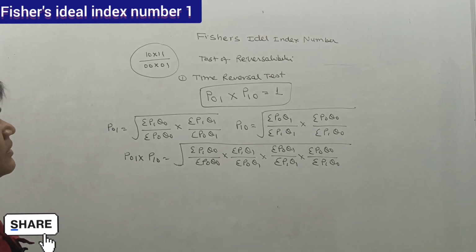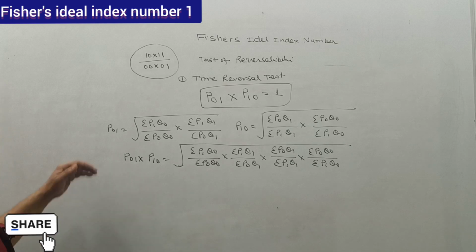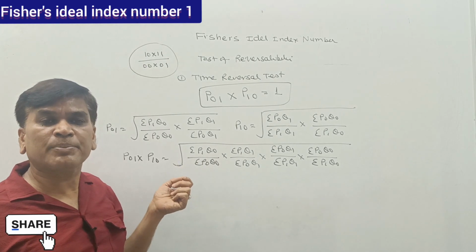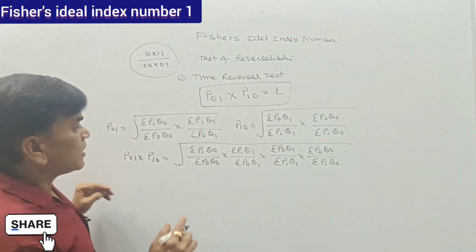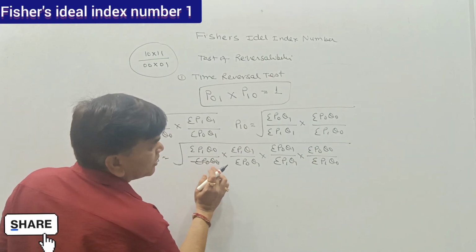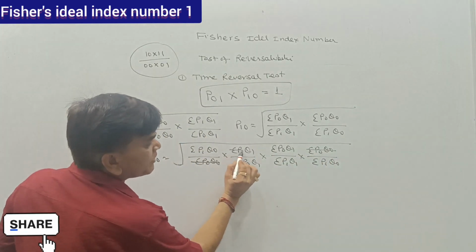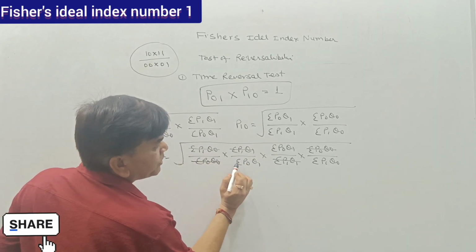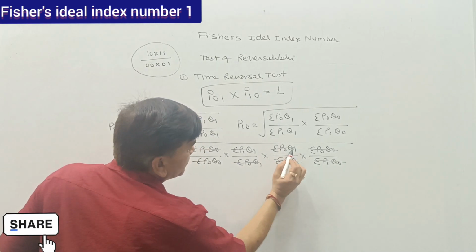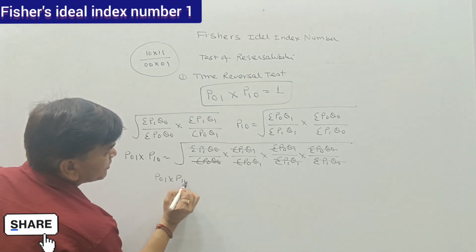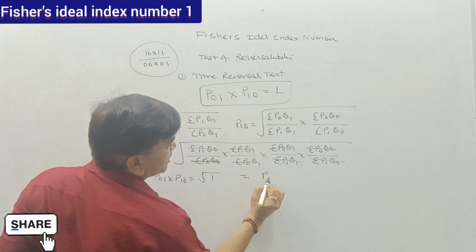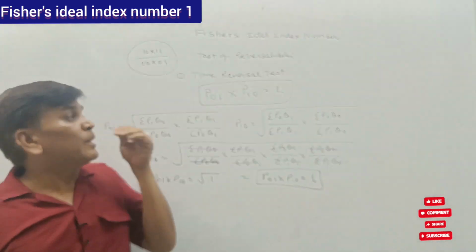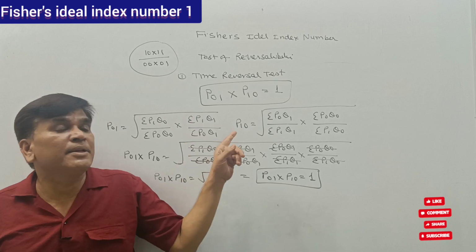So for the time reversal test, what we have done is multiply the index number of the current year on the basis of the base year and the index number of the base year on the basis of the current year. The multiplication should be 1. So here ΣP0Q0 is up and down, ΣP1Q1 up and down, ΣP1Q0 up and down, and ΣP0Q1 up and down. So P01 times P10, the multiplication is under root 1. So we say P01 times P10 is 1. So the first is proved: the Fisher ideal index number satisfies the time reversal test.